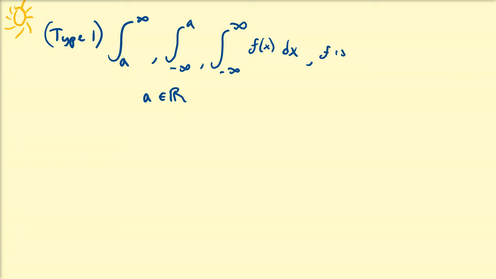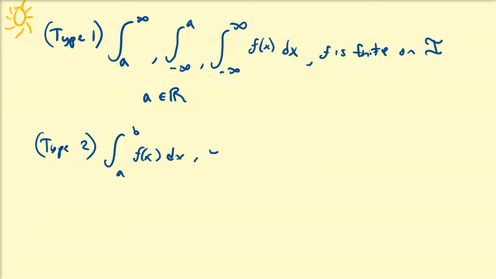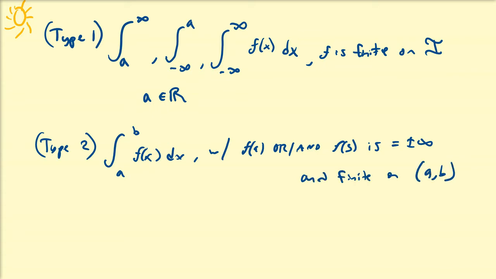And here, f is finite on the interval of interest. So namely, it's finite on a to infinity, minus infinity to a, and minus infinity to infinity. The second type of improper integral is ones of the form the integral from a to b of f of x dx with f of a and or f of b equal to plus or minus infinity, and f finite on the open interval ab.